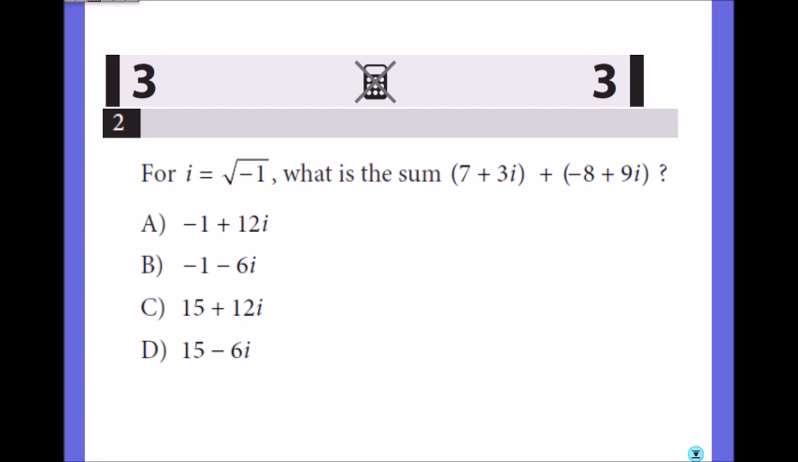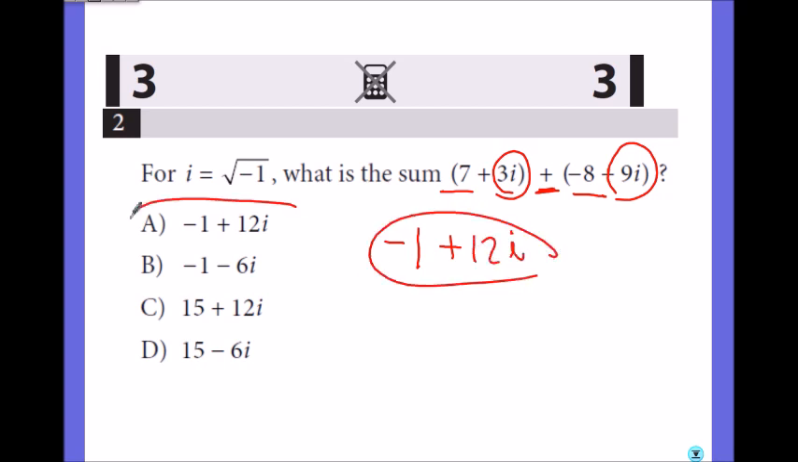Okay. Number 2, for i equals the square root of negative 1, what is the sum of 7 plus 3i plus negative 8 plus 9i? So you combine like terms. 7 minus 8 is negative 1. 3i plus 9i is 10i. I'm sorry, 3i plus 9i is 12i. So you get A.